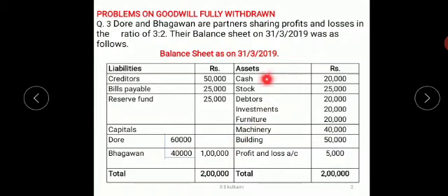Asset side: cash 20,000, stock 25,000, debtors 20,000, investments 20,000, furniture 20,000, machinery 40,000, building 50,000, profit and loss account 5,000. If it appears on the asset side, it is treated as accumulated losses. Total of the balance sheet on both sides is 2 lakhs.